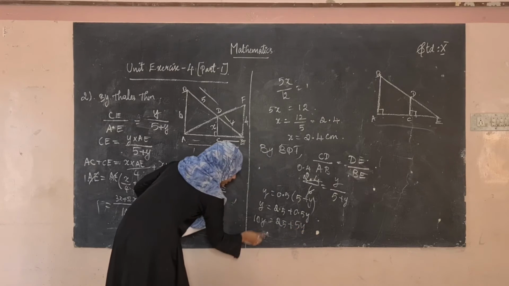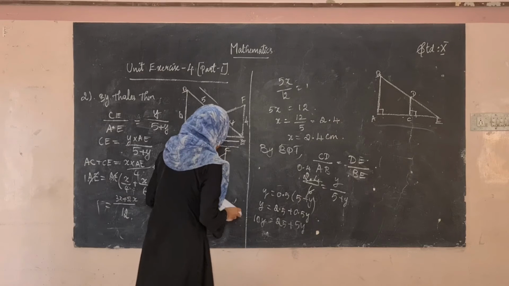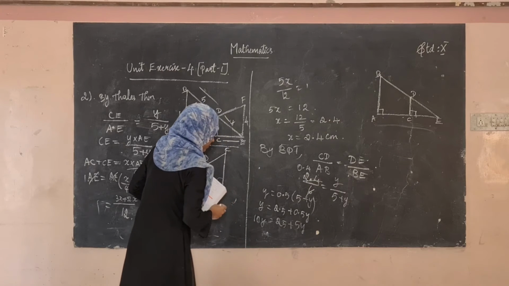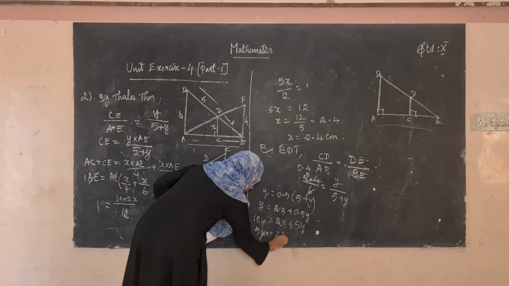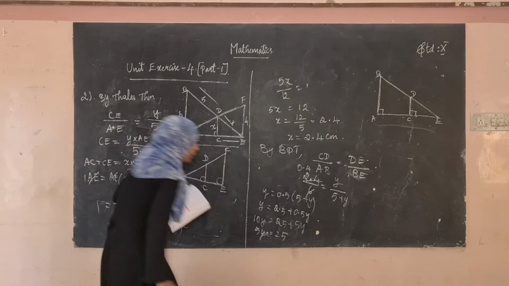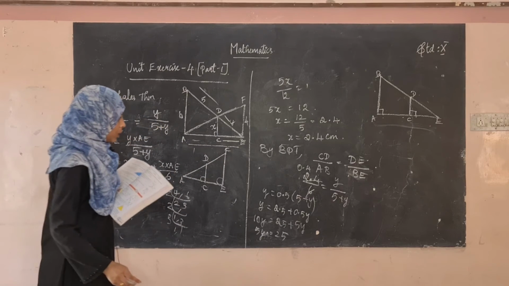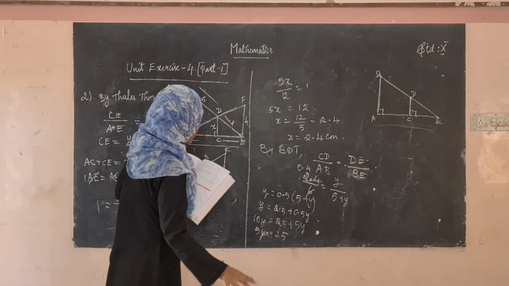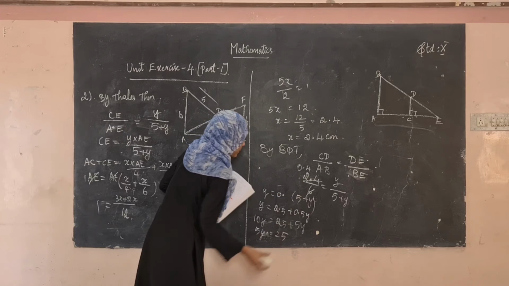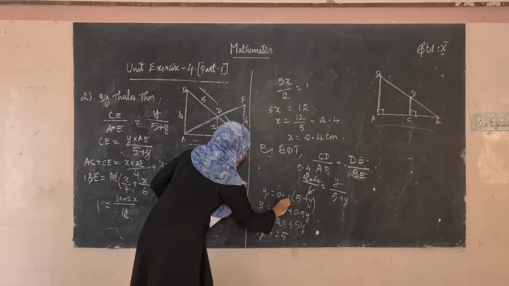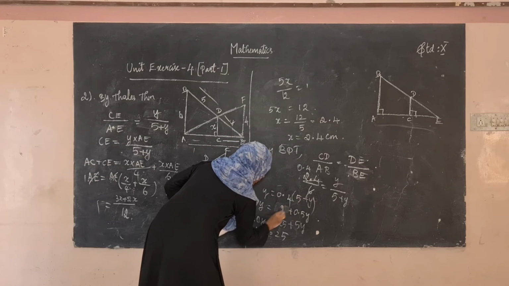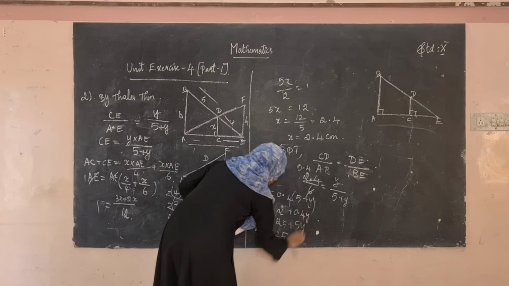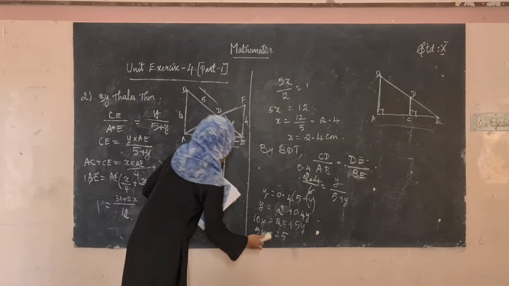Bring this 5y this side. What happens? Minus 5y. So 5y is equal to 25, y is equal to 5. Is that so? Sorry, this is 0.4, right? Yes. So it is 2 here. It is 0.4.